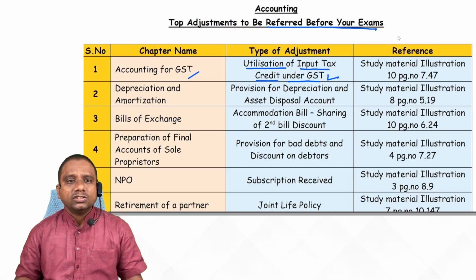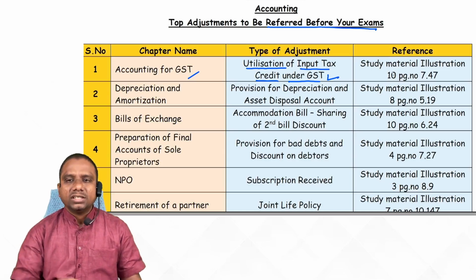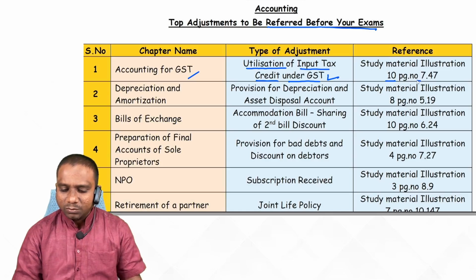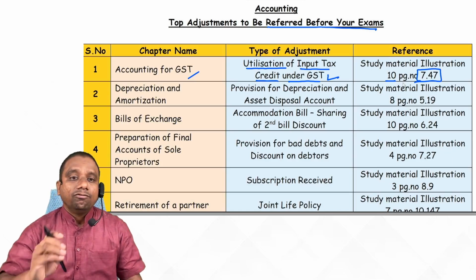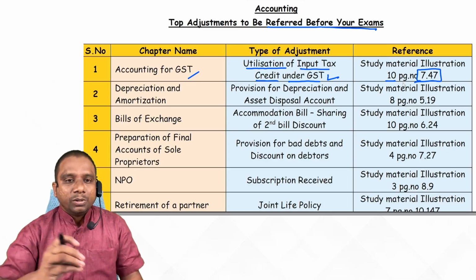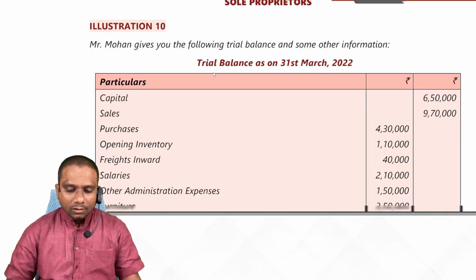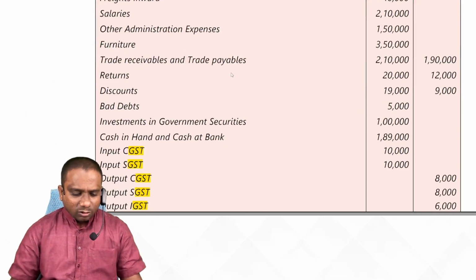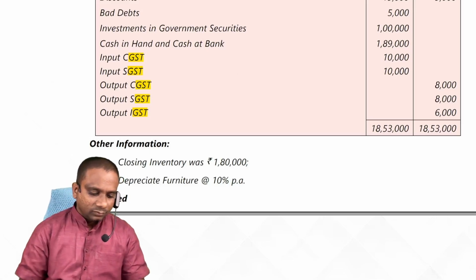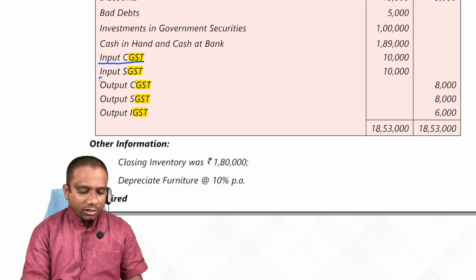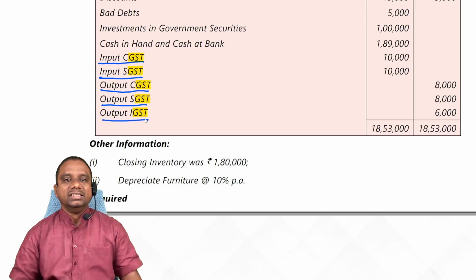Here I have given a reference of the study material, students. Refer to illustration 10, page number 7.47. This adjustment you get in the preparation of final accounts of sole proprietorship. In illustration 10, they have given in the trial balance: input CGST, input SGST, output CGST, output SGST, and output IGST.